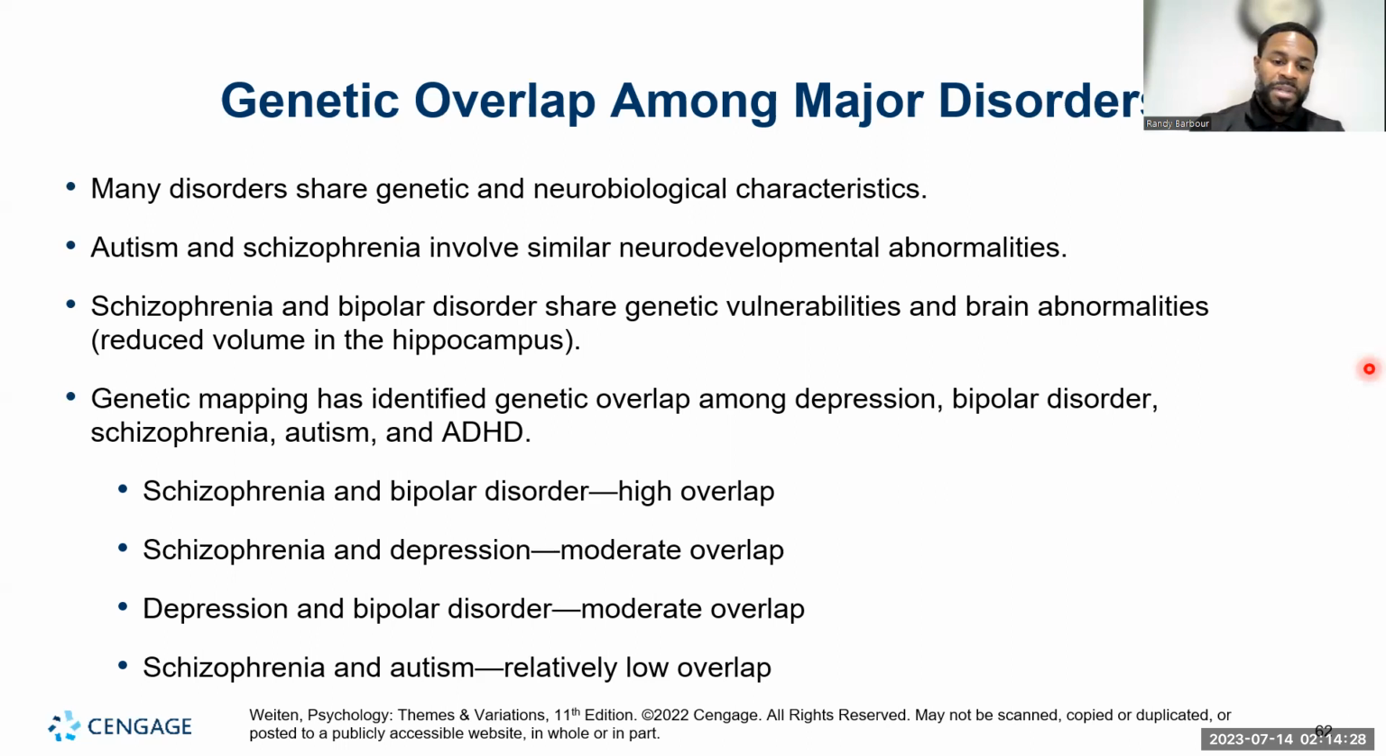So when we think about schizophrenia and bipolar disorder, there is a high overlap. Those who have schizophrenia may also develop bipolar, right? Because there's some overlap in the biology and genetics. Schizophrenia and depression, there's a moderate overlap. Depression and bipolar disorder, a moderate overlap. When we look at schizophrenia and autism, there may be relatively less overlap, but there are some abnormalities in neurodevelopment that could cause some form of overlap, right?